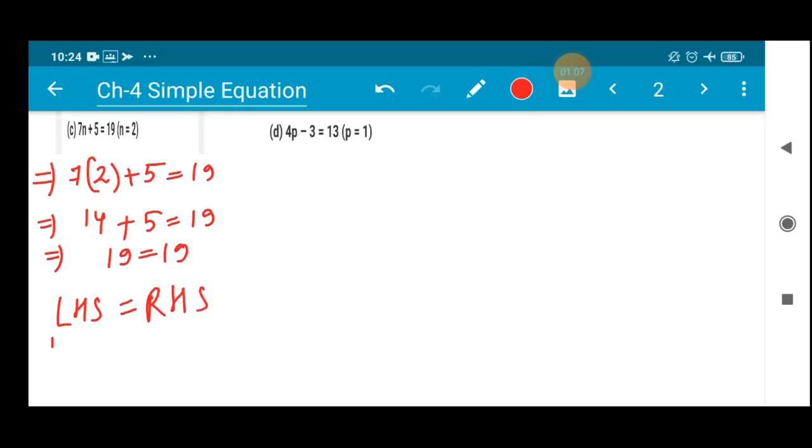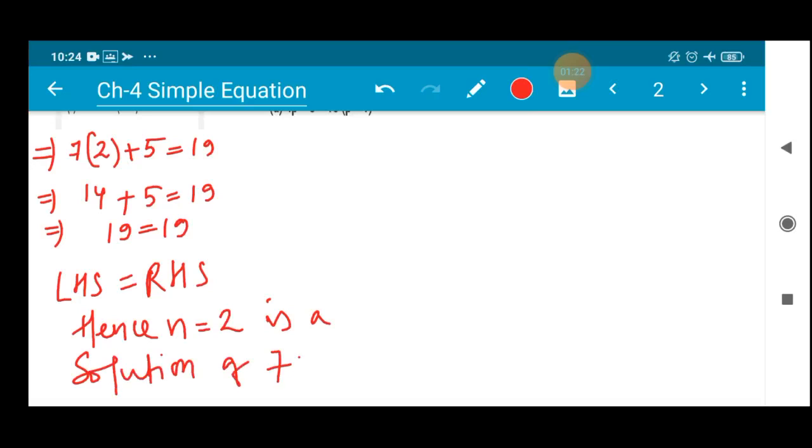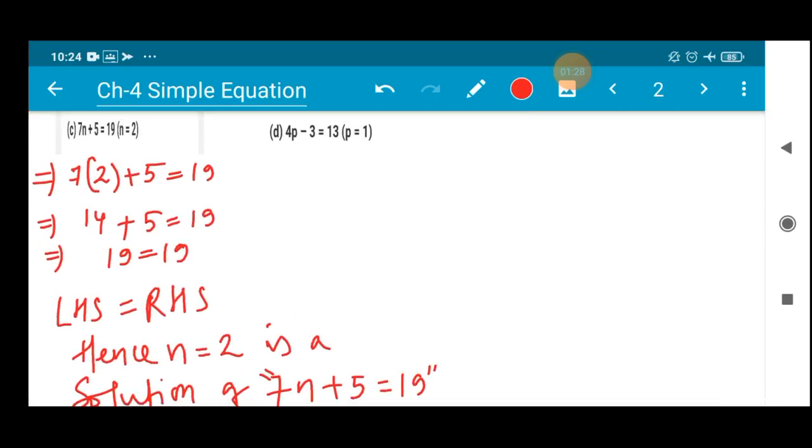So hence we can write: hence n is equal to 2 is a solution. Yes, it is a solution of the given equation 7n plus 5 is equal to 19. Alright, so this is very easy. If both the left hand side and right hand side are matching, then you can say the value is valid for the given equation.